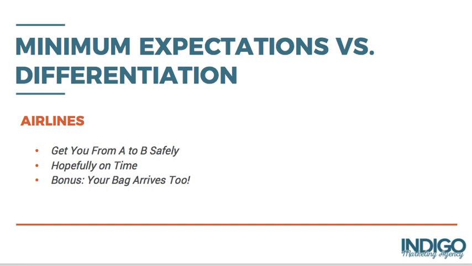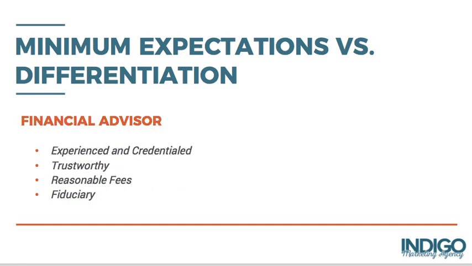With an airline, the minimum expectation we have of an airline these days is to get you from point A to point B safely. Maybe they'll get you there on time, and hopefully your bag will arrive too, but these are your minimum expectations. It doesn't differentiate the airline, because if we buy a ticket, we expect that all airlines will get us there safely.